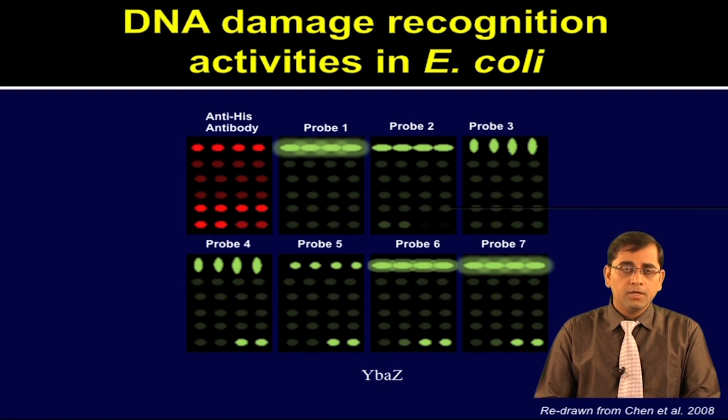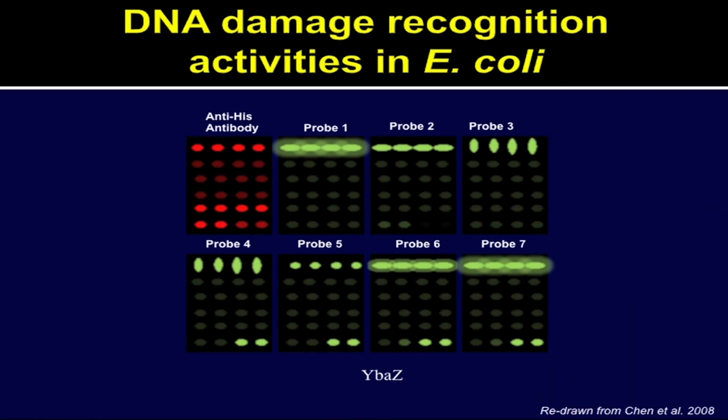Authors evaluated two types of proteins, one YBCZ which is shown in the slide and YBCN which is shown in the following slide.